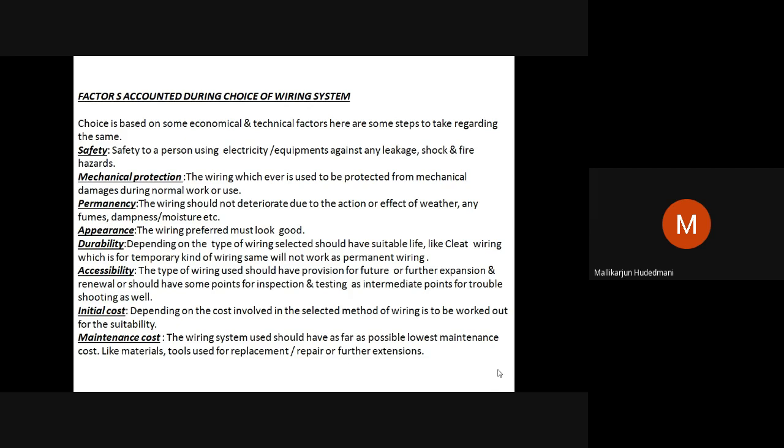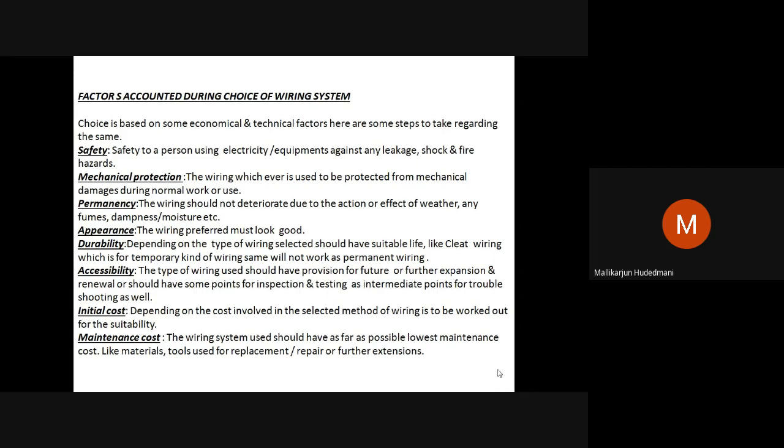Then permanency. How long should this wiring remain in this house? That's called permanency. Suppose I am doing something temporary. It may be a fest, an amusement park, or maybe a circus, something like that. It's temporary. I should not do permanent wiring over there, because that will last for a month or two, that's all. For that, I should not invest money to make it permanent. Make it temporary and safe. In that way, permanency is a factor one should look at.